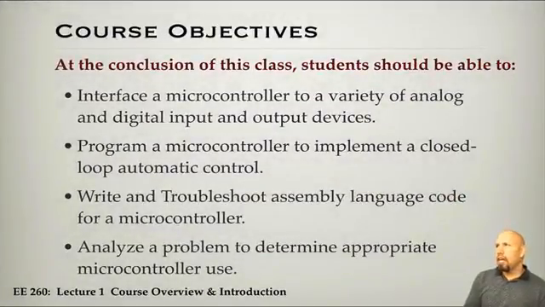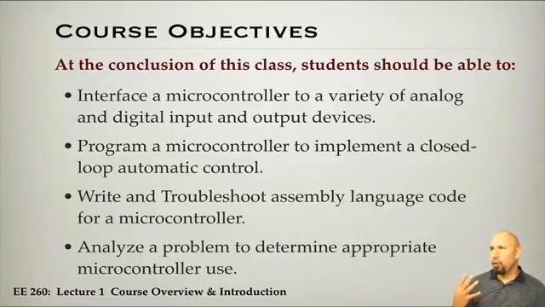In terms of our class, we have four objectives that we want you to be able to do at the conclusion of this class. Basically, we want to give you mad skills. That's the bottom line. First, we want you to be able to interface a microcontroller to a variety of analog and digital input and output devices. Second, we want you to be able to implement a closed-loop automatic control system using a microcontroller. Third, we want you to be able to write and troubleshoot assembly language code for a microcontroller.